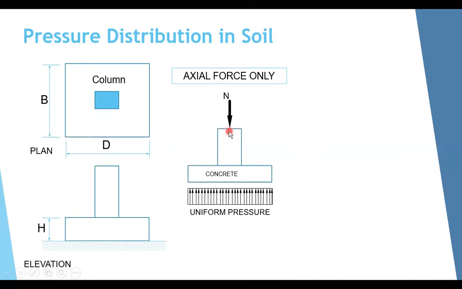First case, if you have only axial load on the footing, in kilonewton, exactly at the middle of the footing. In this case, we will have a uniform pressure. How much will this value be? Pressure or stress equals force divided by area.